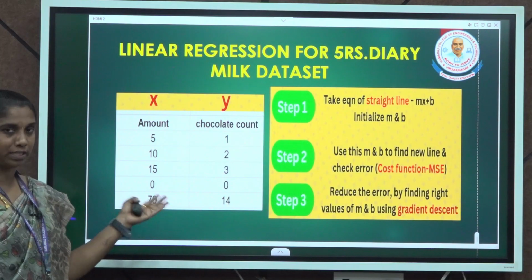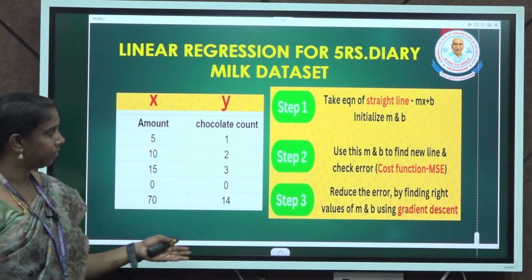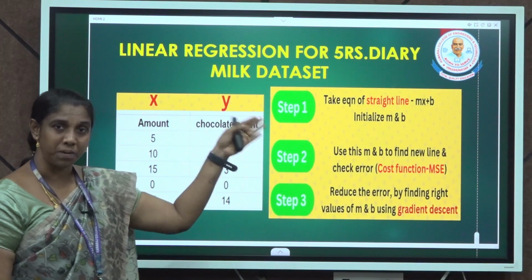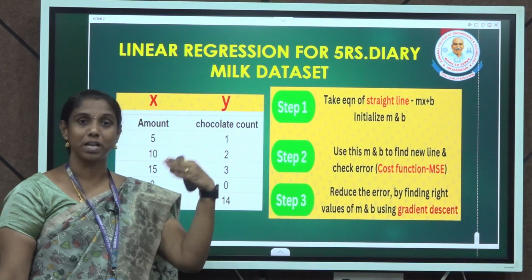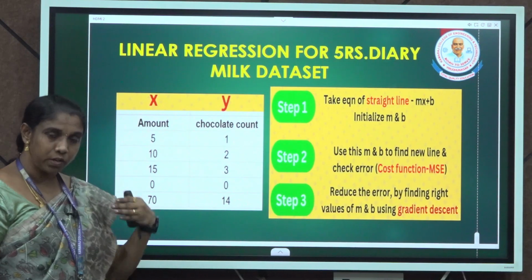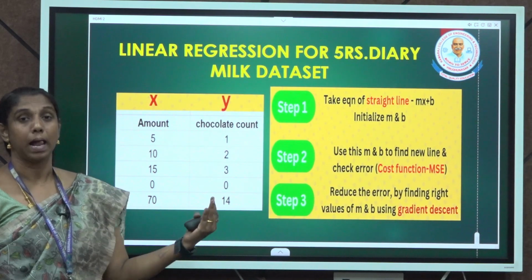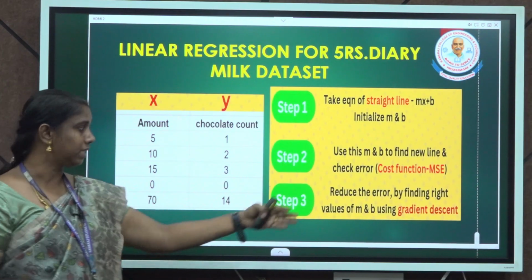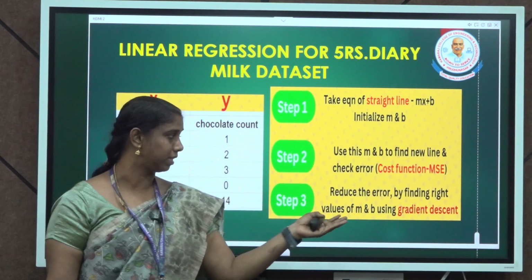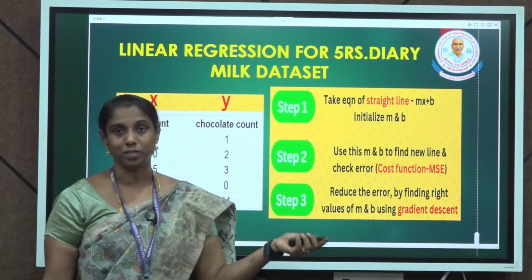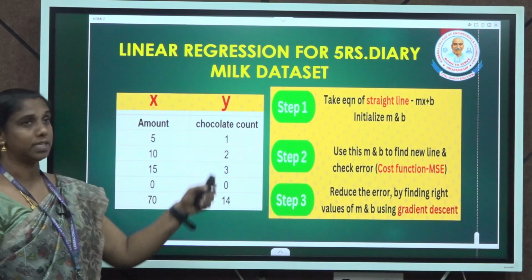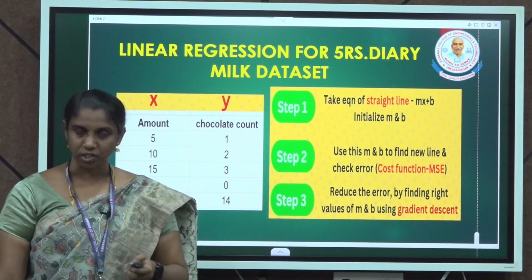For this data set, what are all the steps we follow? First we calculate the straight line equation, then consider the m and b values. Then we continuously check the error using mean squared error as the performance metric. If the mean squared error is high, we can reduce it by finding the right values of m and b using the global minima algorithms, that is gradient descent, and other algorithms can also be used to minimize the m and b values. So these are all the steps to find the linear regression equation.